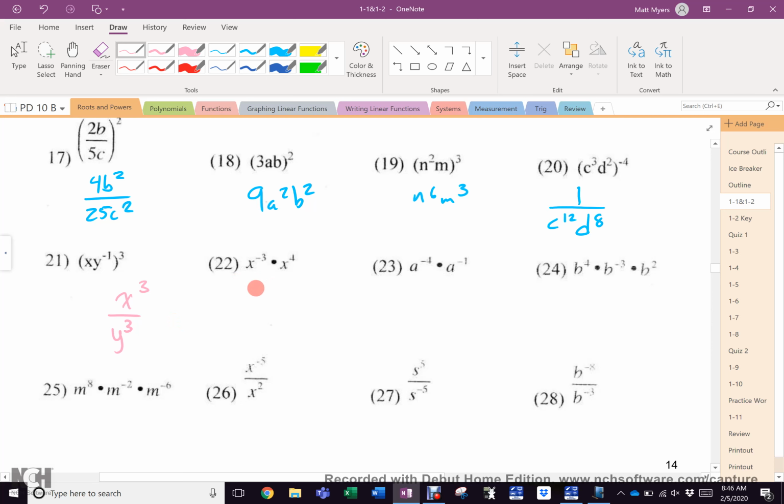22, x. 23, 1 over a to the 5th, and 24, b cubed. B to the 3rd is acceptable.